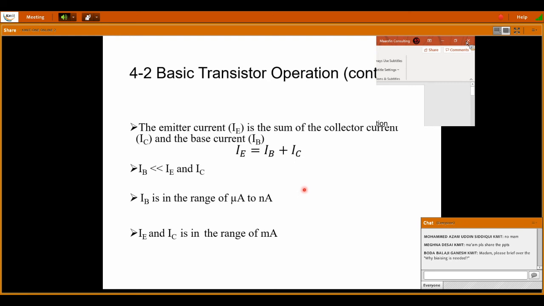Some of your students may ask why we need the biasing. If we don't give any biasing on the input or output junction, there is no flow of current from the input terminal to the output terminal. So hence we need the biasing. The DC signal that you apply on the input and output junction is defined as the biasing. Applying DC signals and properly biasing the input and output junction causes the flow of current from the input terminal to the output terminal.